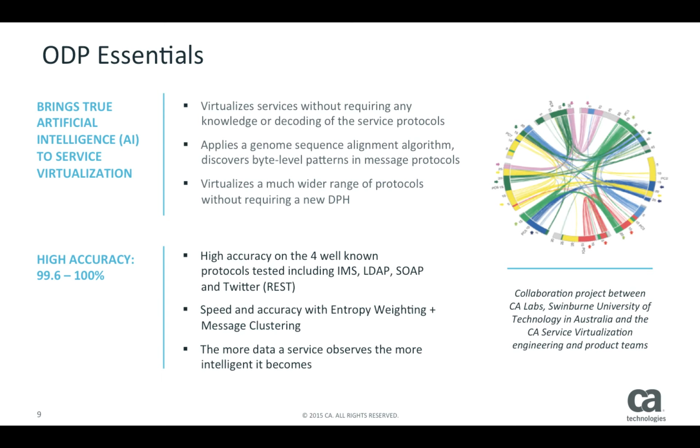So, like I said before when I was giving the high-level overview, ODP Essentials, what it brings to you, what it allows you to do, it virtualizes services without requiring any of that knowledge or decoding of the DPH. So you don't need a DPH, you don't need that human to read the data. In addition to that, it takes a look at the data and does this genome sequencing alignment to figure out the byte level patterns within your message.